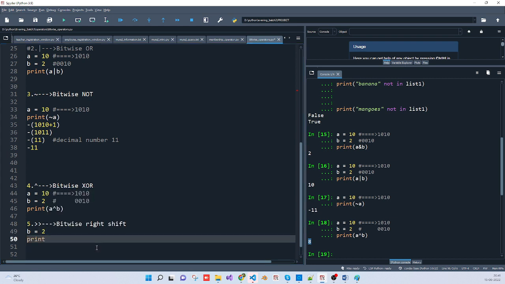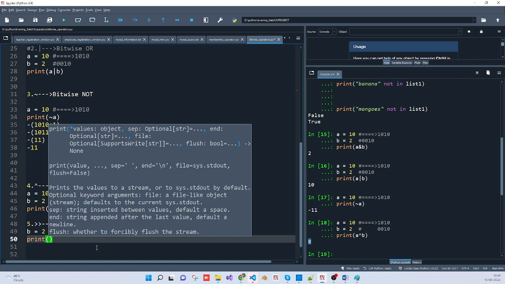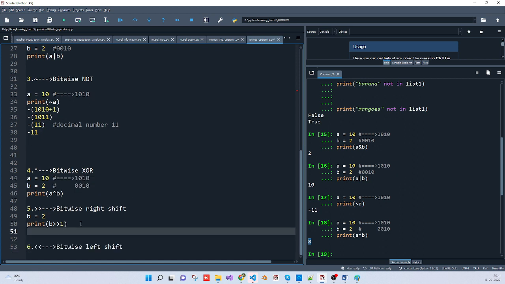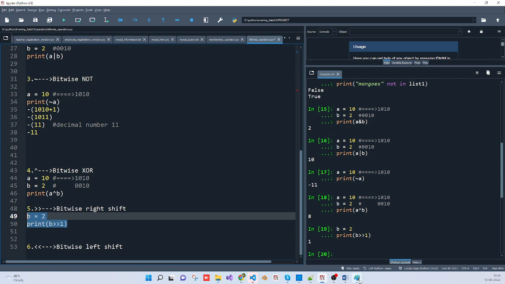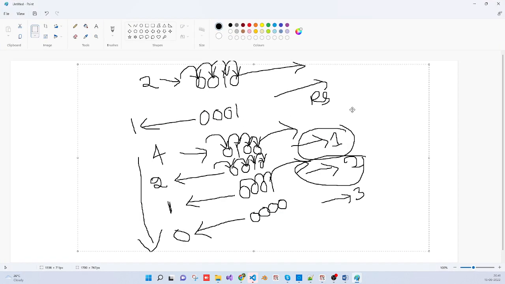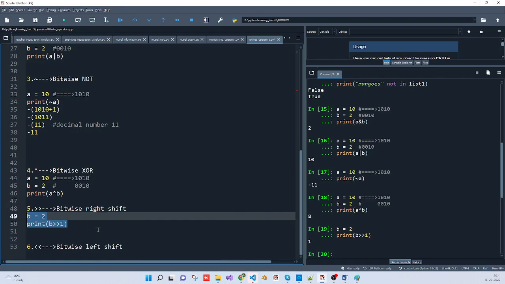Print b. How many times? B shifting one time. One time only I am shifting. Observe the output, it is 1. That's what we discussed, right? It will be 1 if you right shift one time.